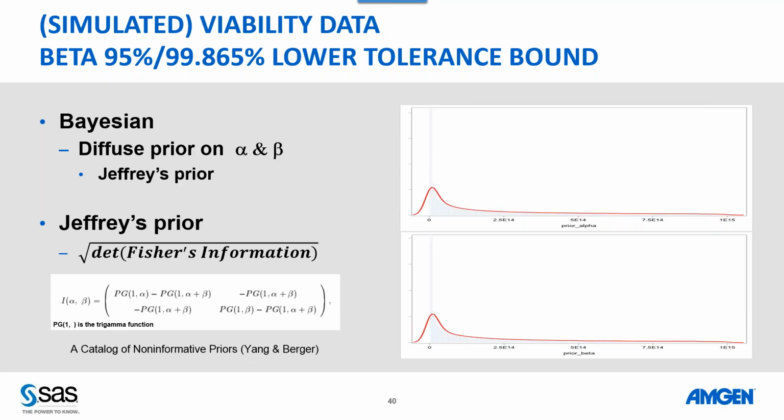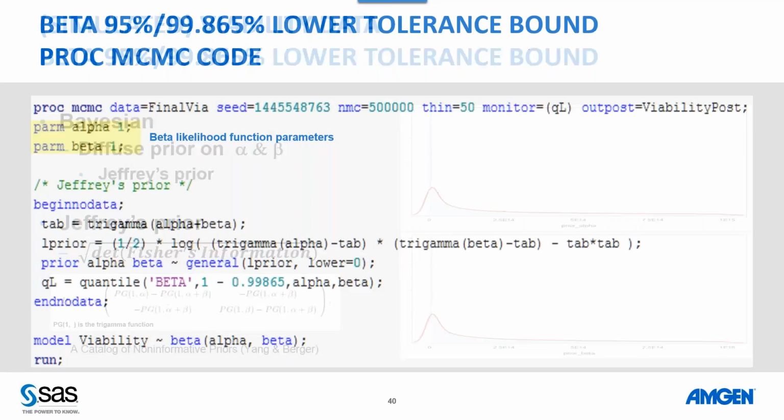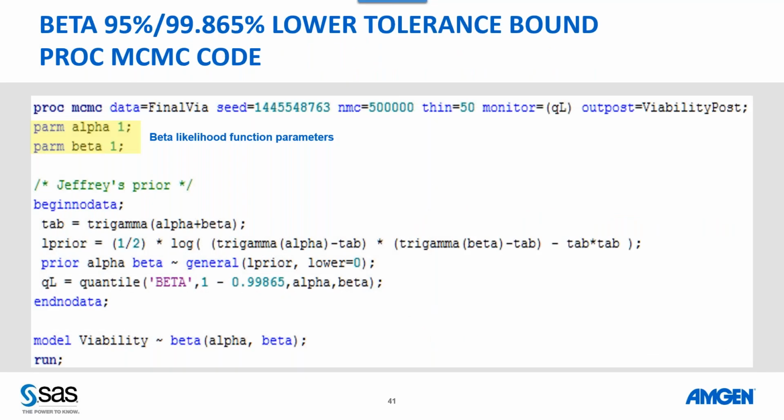So that is the Fisher information there. If you take the square root of the determinant, you get that prior. Again, this comes from that catalog. It's very helpful if you have a beta distribution that can approximate your data; this is one prior that works well, and this is the prior that we use. In this case, the code here, the parameters, and this is the Jeffreys prior.